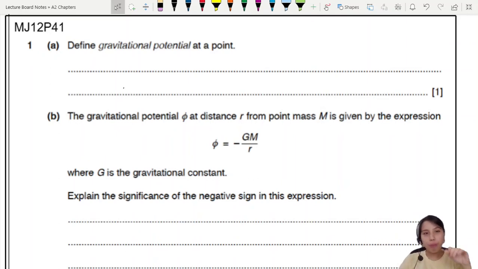Welcome to May-June 12 paper 4, Version 1, question 1. Let us define gravitational potential at a point.